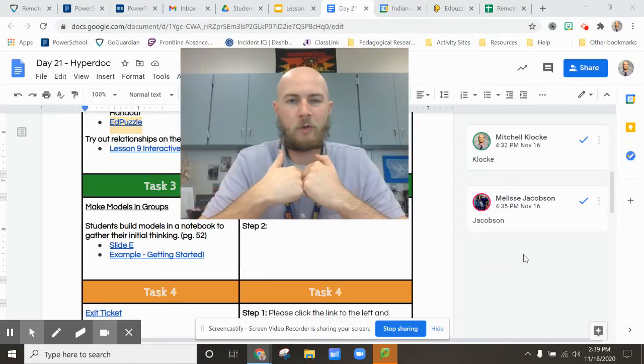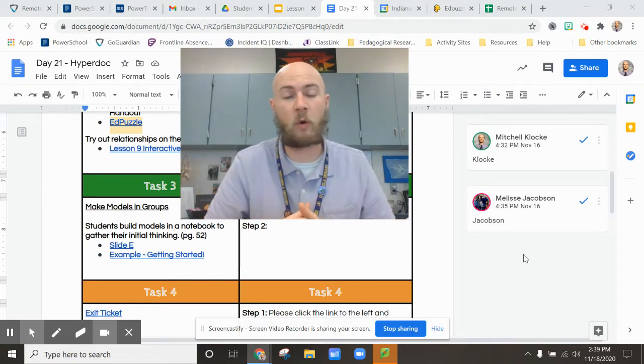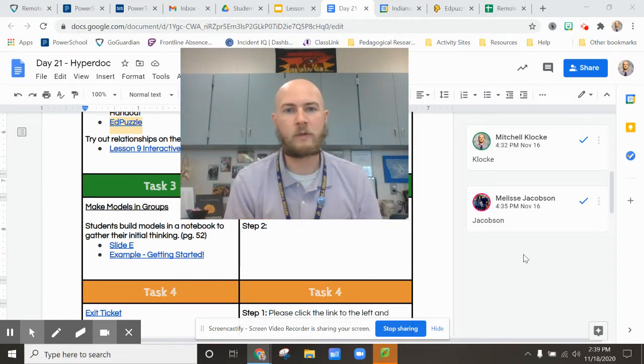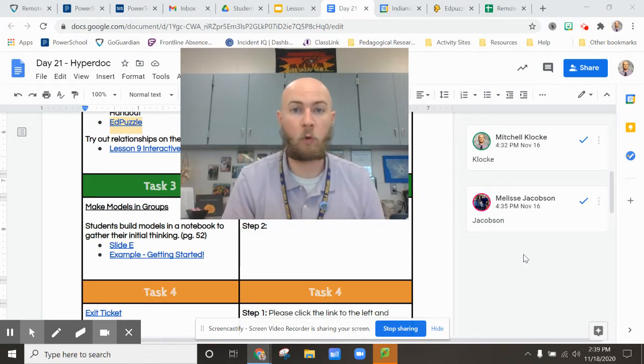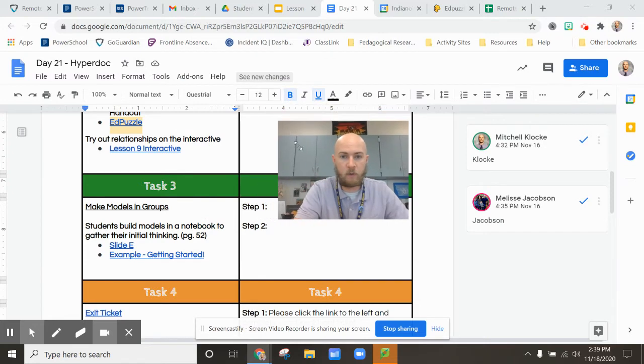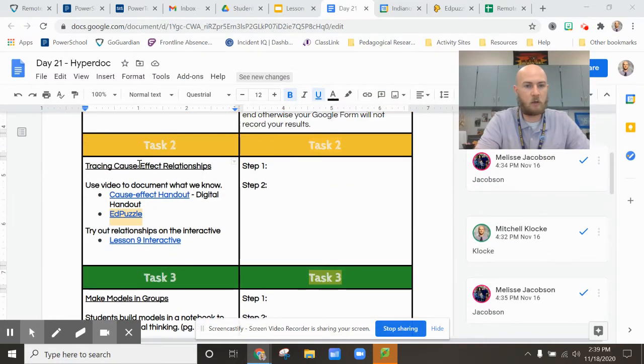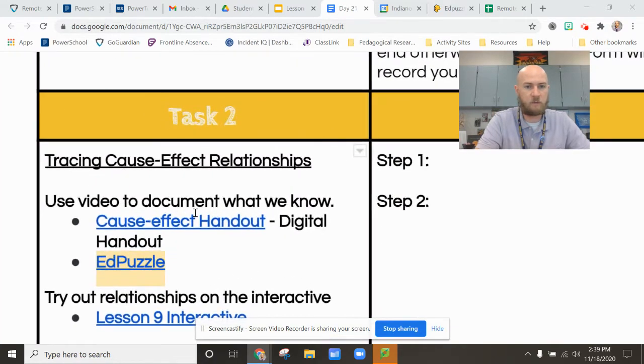So I'm going to talk you through our task 2 directions here and our task, which is going to be creating a cause effect table using some of the links provided on the Google HyperDoc itself. I'm going to genie myself a little bit smaller and put me off to the side. So remember, we're looking at task 2 right here, which is tracing our cause effect relationships.